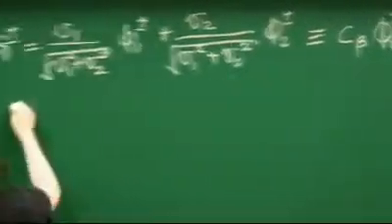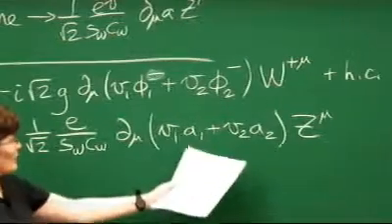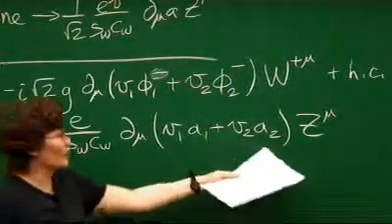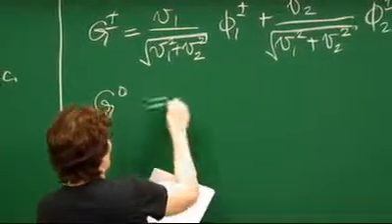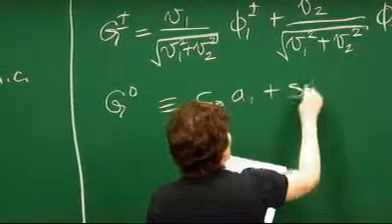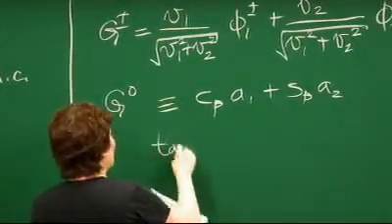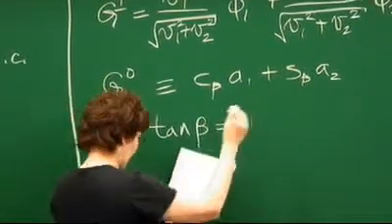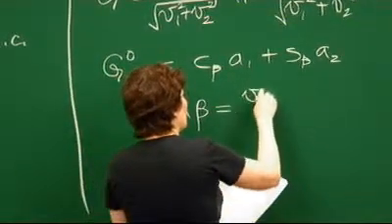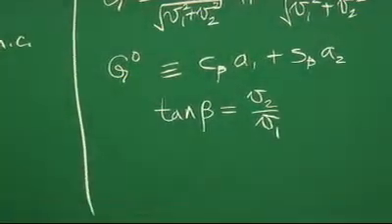And similarly for the neutral guy, it's the exact same linear combination with V1 A1, V2 A2. This is just going to be C beta A1 plus S beta A2, okay? And this angle, you can write the tangent of it in a handy form, is V2 over V1. Okay, and this quantity shows up a lot in two Higgs doublet models. This is the famous tangent beta, okay?